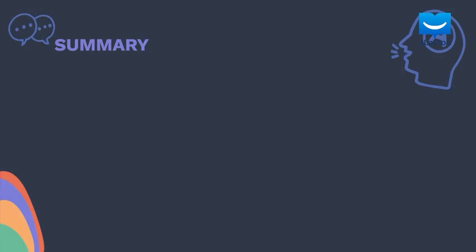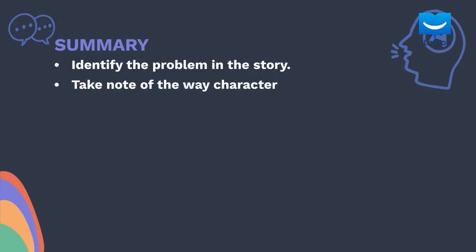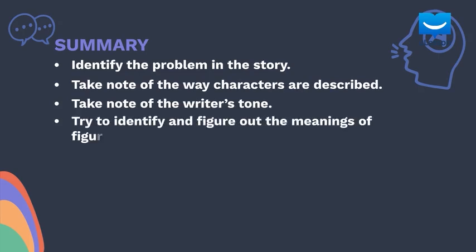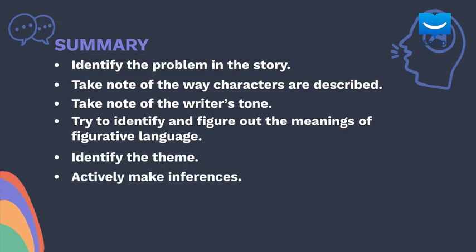Alright, the next time you read a fictional passage, try to do everything we have learned, and you will find it much easier to understand. Identify the problem in the story. Take note of the way characters are described. Take note of the writer's tone. Try to identify and figure out the meanings of figurative language. Identify the theme. Actively make inferences.